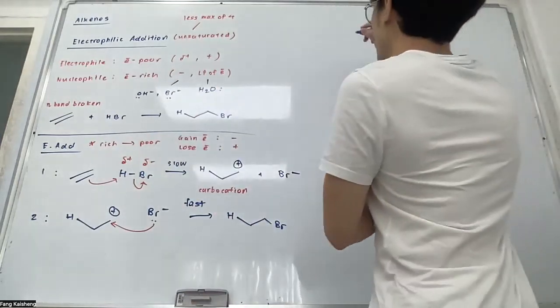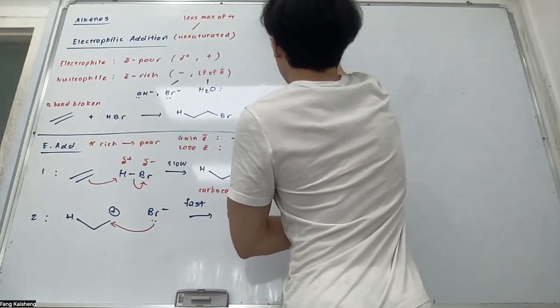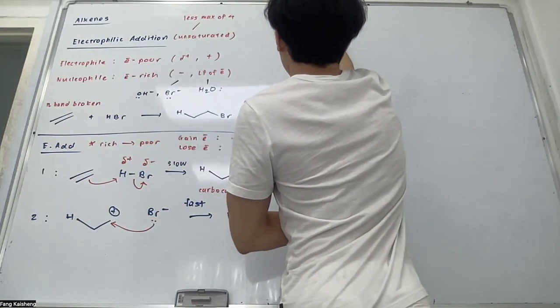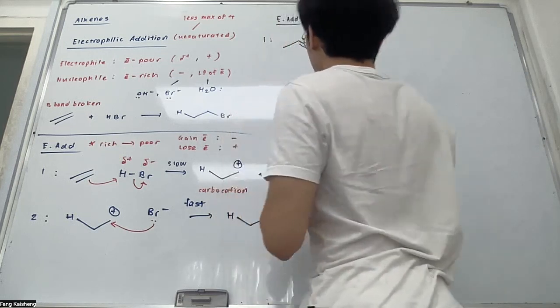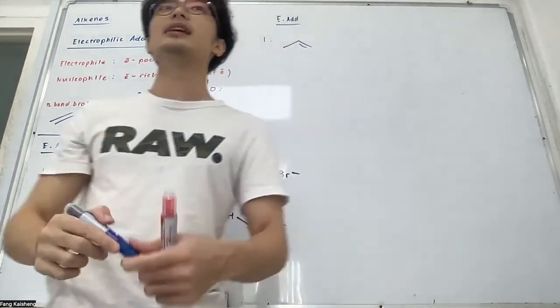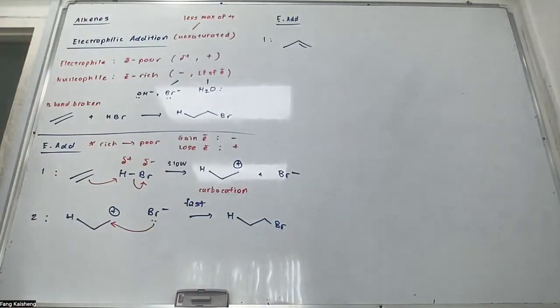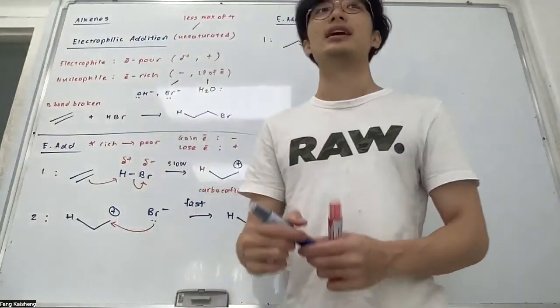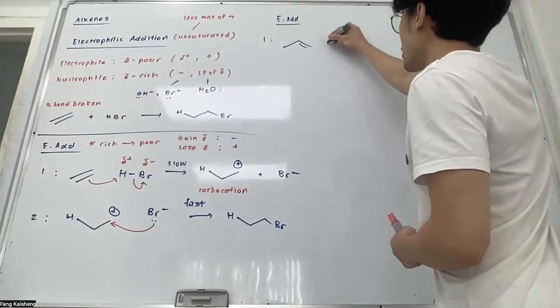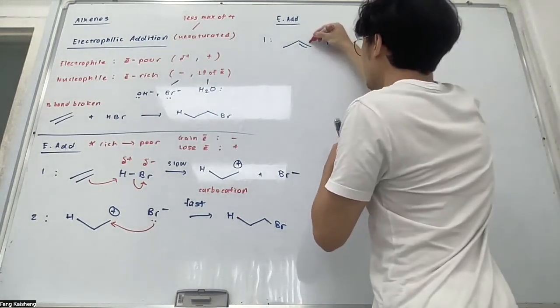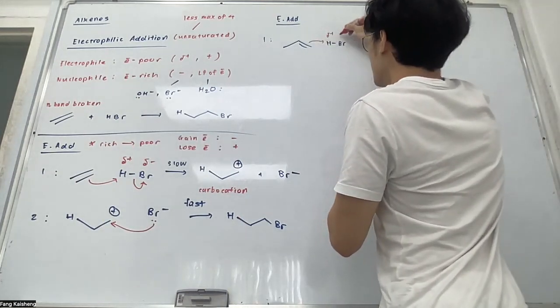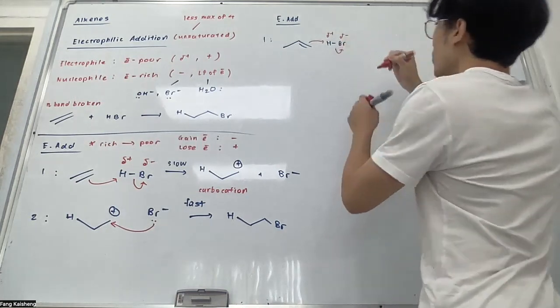So you take a look at this thing over here. We draw the same electrophilic addition mechanism, but this time around, the first step is going to be this guy here. Is this a symmetrical alkene? No, it's not. So that's why now the H matters where it goes. I'm going to attack HBr again. So what's going to happen is the rich still attacks the poor. Same as before, this bond will break.